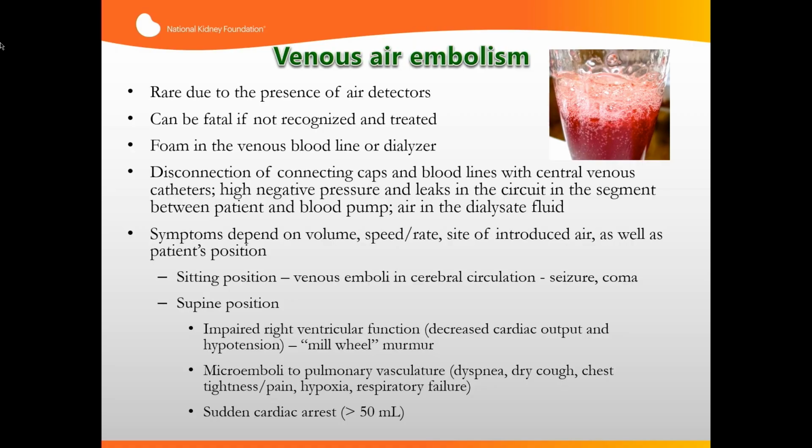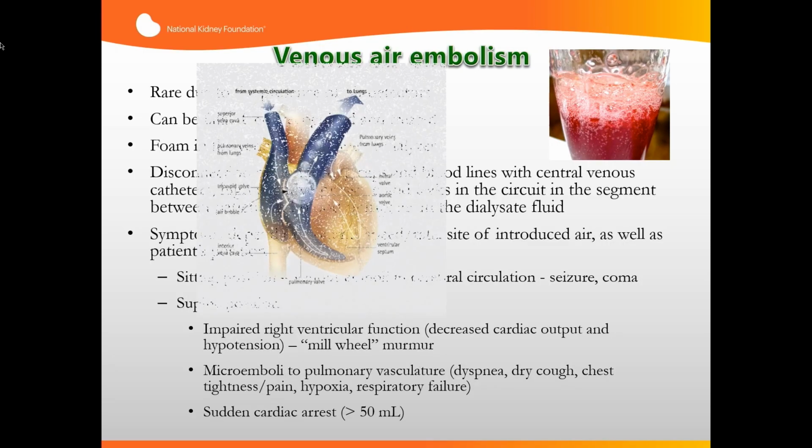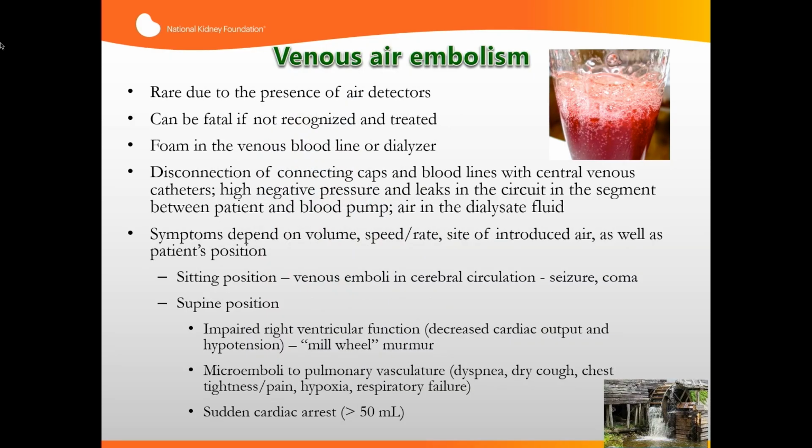Now, if your patient is supine, typically what then happens is you develop an airlock within your major pulmonary artery, causing impaired right ventricular function. And as you can see here, this is your major pulmonary artery, and a big airlock occurs there, preventing blood from going across into the pulmonary microvasculature. This results in dyspnea, cough, chest tightness, hypoxia, respiratory failure. In fact, if you put a stethoscope on the patient at that time, you'll get a churning, gurgling type of murmur, typically like a mill wheel type of gushing, gurgling sound. Okay? So if the amount of air that enters the system exceeds 50 ml, patients can develop sudden cardiac arrest.